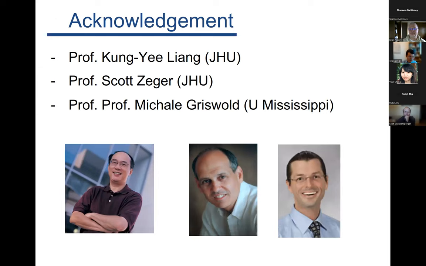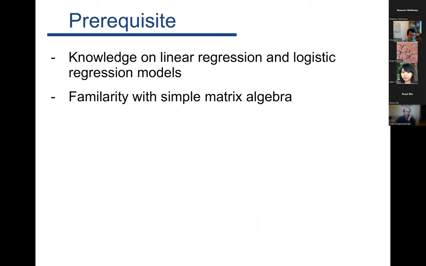So first of all, I just want to acknowledge a few of my past professors and collaborators. As you probably all know, the GEE method was really invented by Kung-Yee Liang and Scott Zeger. I got my graduate PhD degree at Johns Hopkins, and I was fortunate to work with both of them. Kung-Yee is my thesis advisor, and I also worked with Scott and Mike Griswold to develop some tutorials for GEE, which today's material is mostly adapted from.